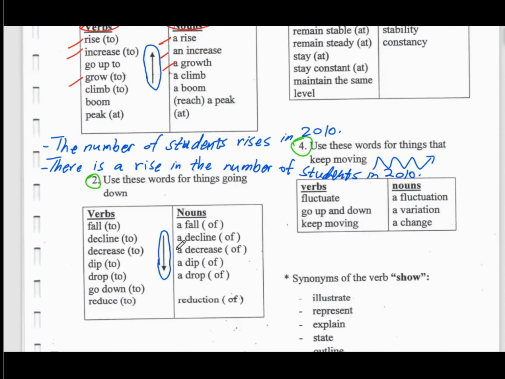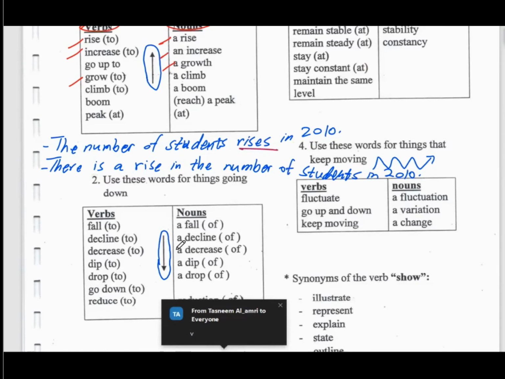Look at these two sentences here. In the first sentence, the number of students rises. What is rises here? Noun or verb? It's a verb. Very good. In the second sentence, there is a rise in the number of students. A rise here is a noun. Very good. Another one: the number of students grows in 2000. Sorry, here it should be past. Should be past.